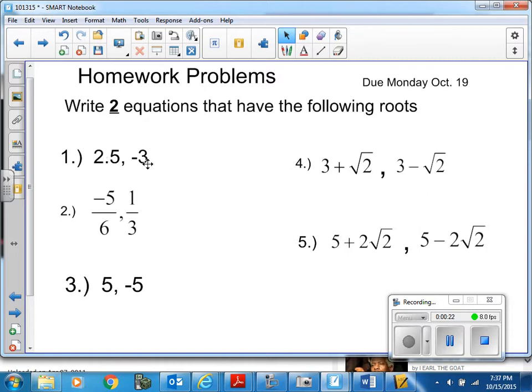So you need to give me two equations that, if I went through and solved them, would give me solutions of 2.5 and negative 3. Two equations that do that for each one of these sets of roots. Okay? I'm going to go over a couple of them. So try them on your own, and I'll be back to go over two of them, I believe. Okay?